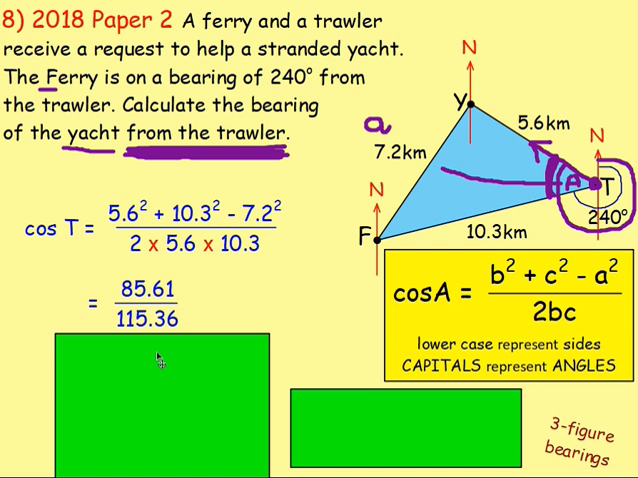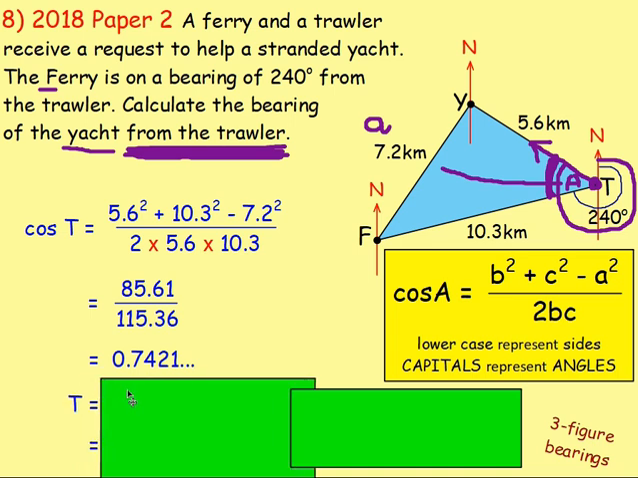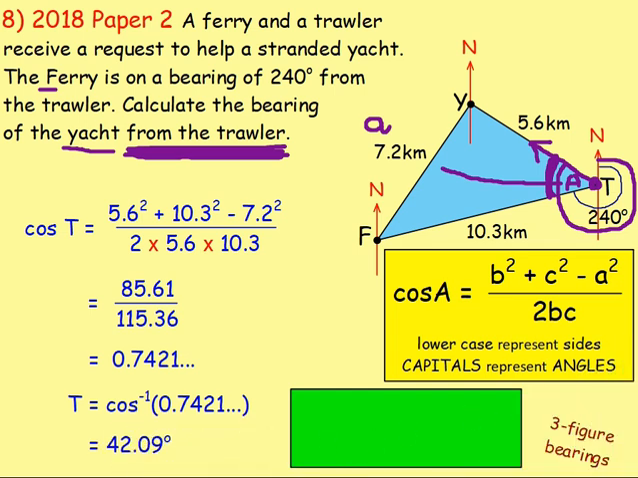you get 85.61 divided by 115.36, and if you take that further to get it as a decimal, you get 0.7421 and so on. Keep that answer super accurate, and then just get T on its own. And how do you get T on its own? Oh, you have to do cos to the minus 1. Good, so cos to the minus 1 of that 0.7421 gives you an answer of 42.09 degrees.